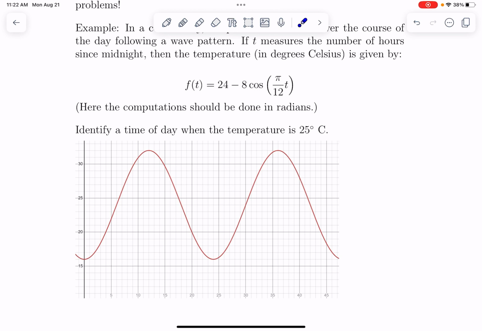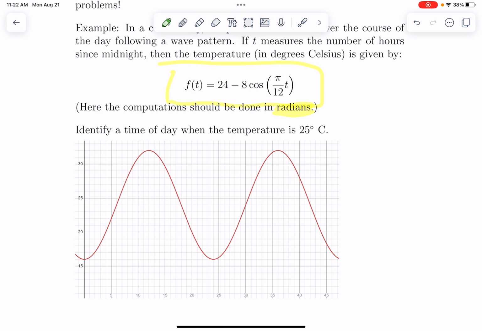And it does so in a way where if we were to graph it out over time, it looks like some version of the graph of sine or the graph of cosine. So we're just taking it as a given that this is the formula that explains this. And here, the trig is done in radians. So here's the question: identify a time of day when the temperature is 25 degrees Celsius.